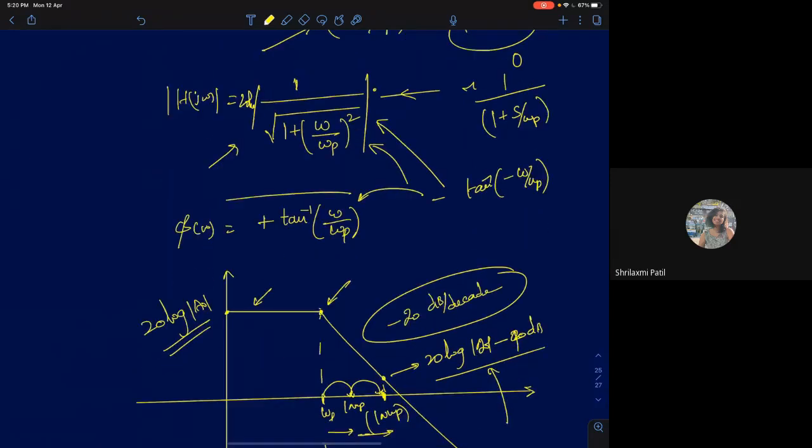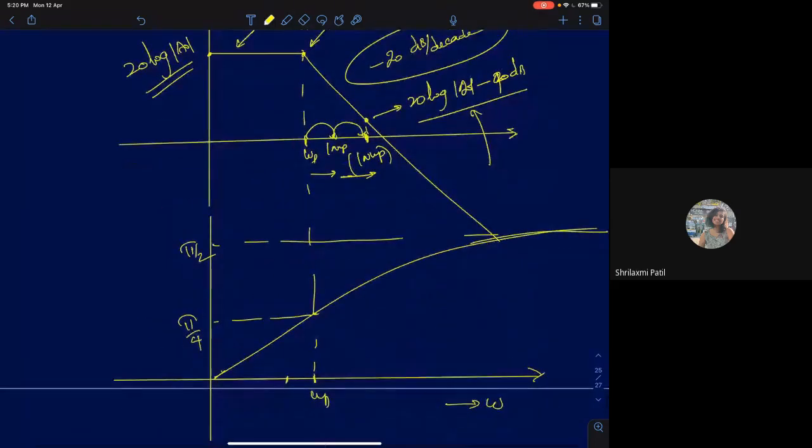So now if you see here, for this function, the phase response is different. The magnitude response was exactly the same, but the difference comes in the phase response. So that's why we need to know the phase response as well. So now I've shown the phase response here. So now you have a function tan inverse of ω/ωp.